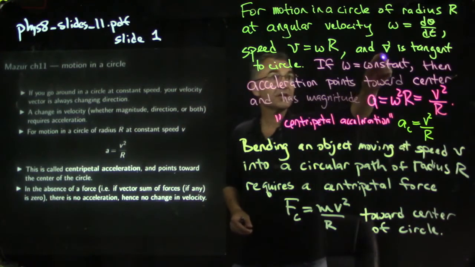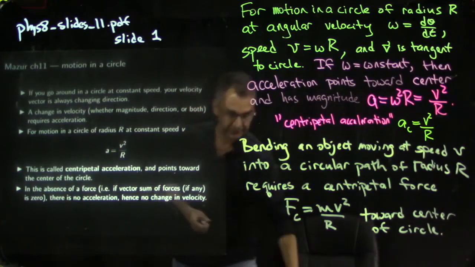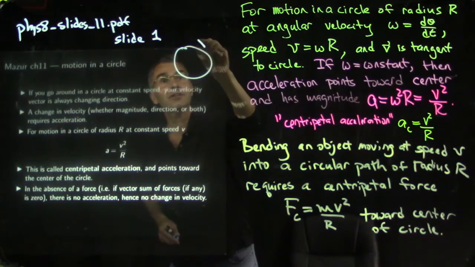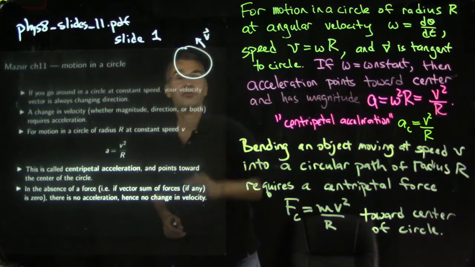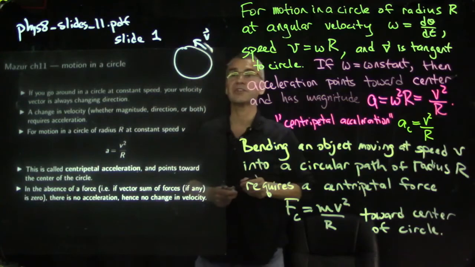And the velocity vector v is tangent to the circle. So you're going around in a circle, and the velocity vector is tangent to the circle.